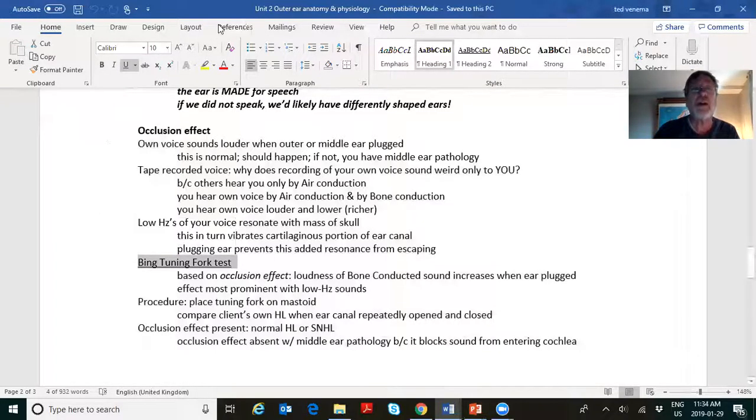Stop sharing and show. Tuning fork. Ding the tuning fork. Hold it behind my ear. Put it on that bone behind your ear. Put your finger behind your ear. Feel that round bone. Put the tuning fork on that. Plug your ear. Gets louder. Unplug. Softer. Louder. Softer. That shows the occlusion effect. And what is the occlusion effect in words?